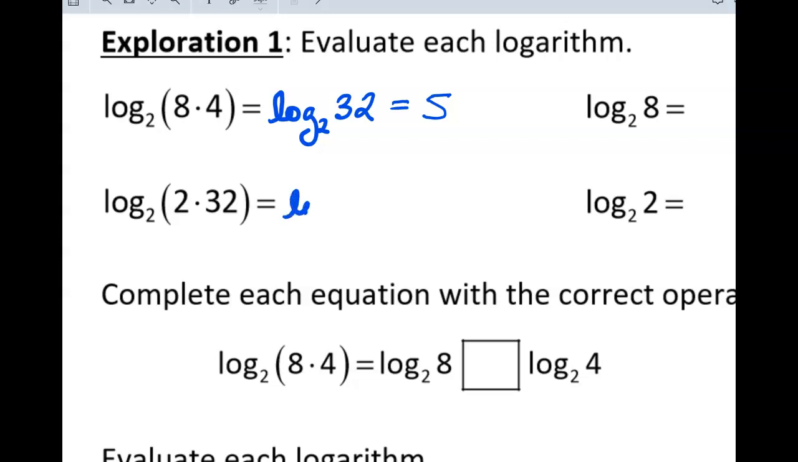Below, let's take a look at the log base 2 of 2 times 32. 2 times 32 is 64, and 64 is 2 to the 6th, so that would require an exponent of 6 to get there.